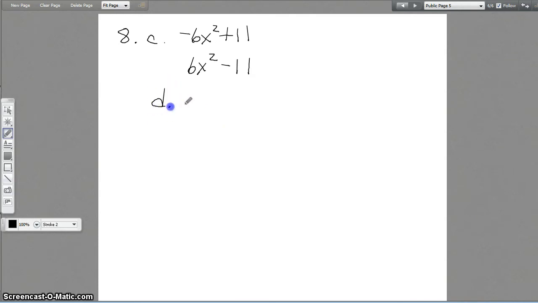Part D, we have 1 minus 2y plus 3y squared, and then minus 4y cubed.